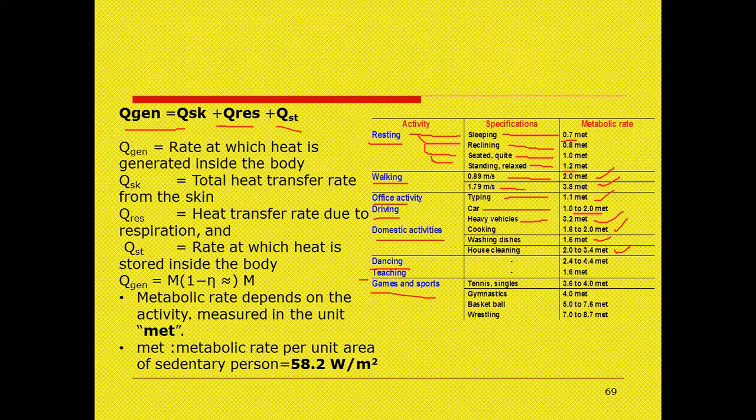For dancing and teaching, the metabolism rate is 2.4 to 4.4 and 1.6. For games and sports, tennis singles is 3.6 to 4, gymnastics is 4, basketball is 7.6, and wrestling is more, 7 to 8.7 met. So the metabolism rate changes depending upon the activity you are doing.